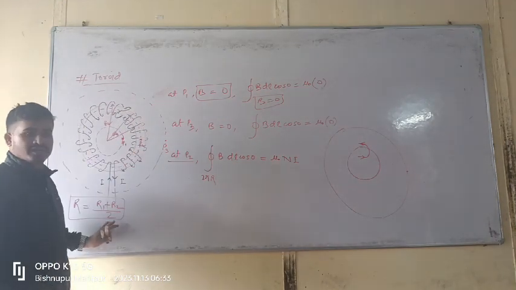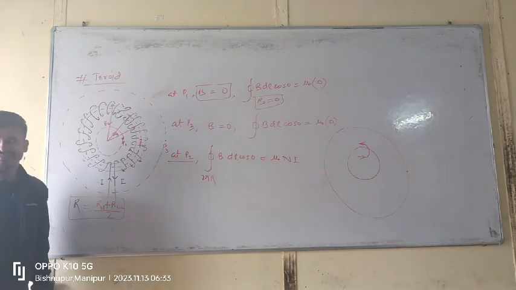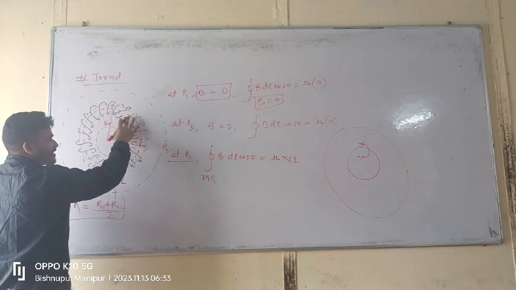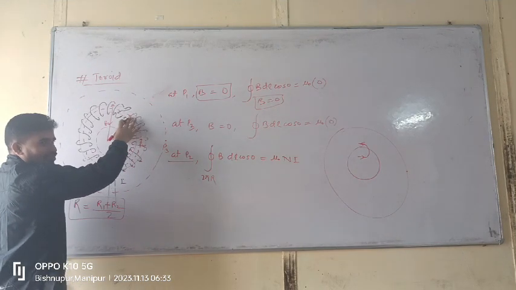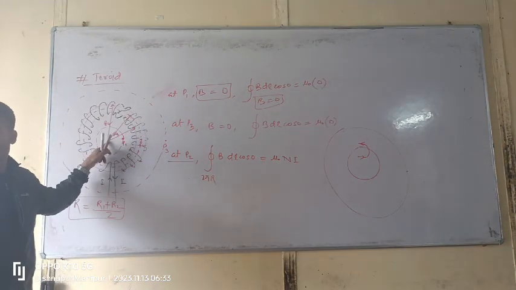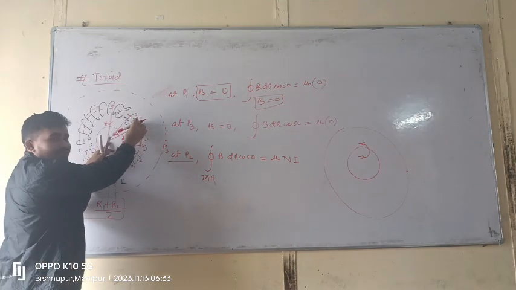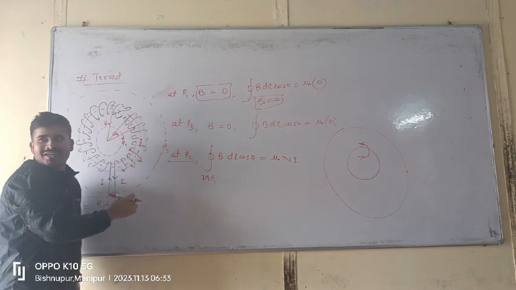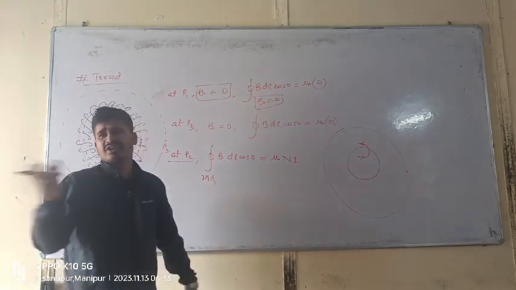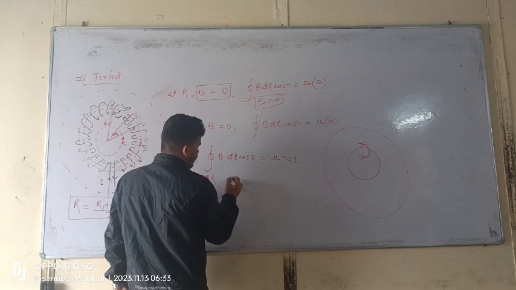You will have to take the mean. Why? R2 minus R1 is this length, no? Am I talking about this length? No, I am talking about this length, from here. R2 minus R1 is this. If I take the division by 2, it will reduce again. I am talking about this length. Clear? Means the mean of the radius.